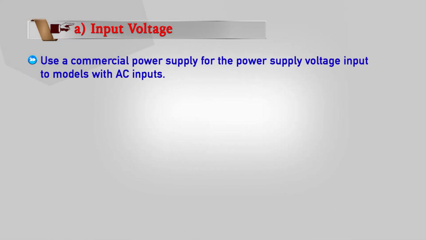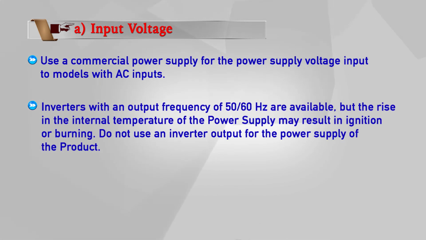Now what precautions should we take for the safe use of the power supply? So the following precautions should be followed when we use a power supply. If we are talking about the input voltage, use a commercial power supply for the power supply voltage input of models with the AC input. Inverters with an output frequency of 50 or 60 Hz are available, but the rise in the internal temperature of the power supply may result in ignition or burning. Do not use an inverter output for the power supply of the product.